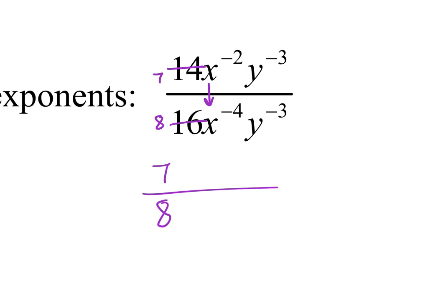X to the 2nd is going to move to the bottom. Y to the negative 3rd is going to move to the bottom. X to the negative 4th is going to go to the top. Y to the negative 3rd is going to go to the top.